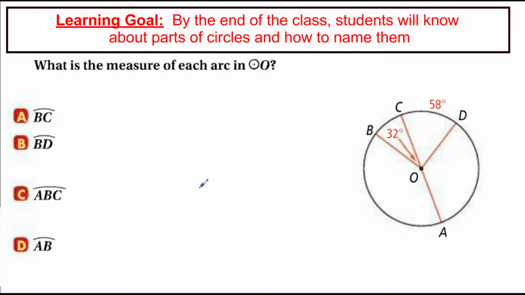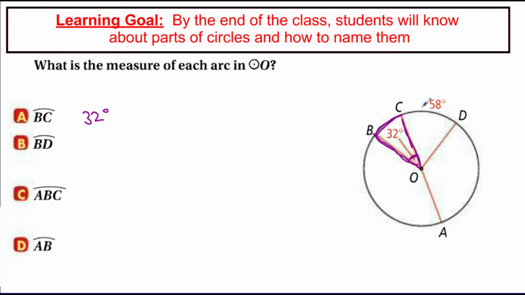So if they're asking us for arc BC, what is the measure? That's this little piece right here, right? Again, we can say that its central angle is 32 degrees. That's using the same lines, right? If we go from O to C and from O to B, the angle that was created is this one right here, where the arrow is pointing. This is 32 degrees, okay?